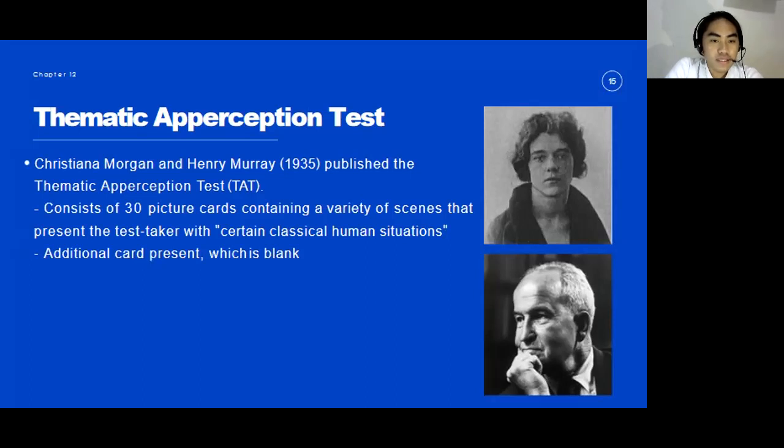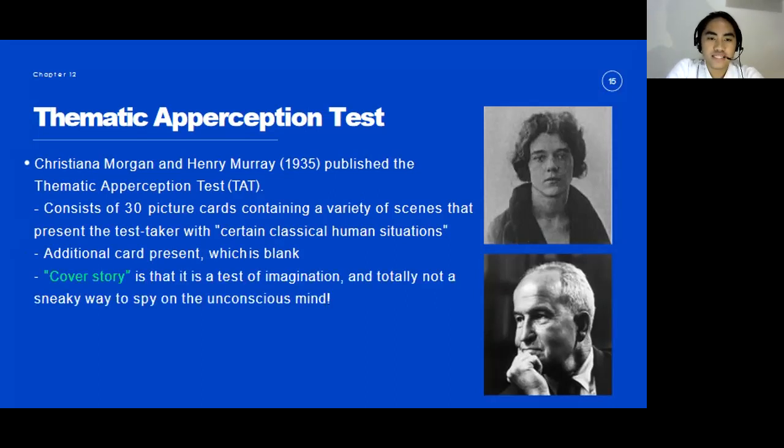And then there's an additional card, which is blank. When we show that one, it gives you the opportunity to project into it your thoughts and feelings. So, the cover story is that it is a test of imagination and totally not a sneaky way to spy on the unconscious mind.